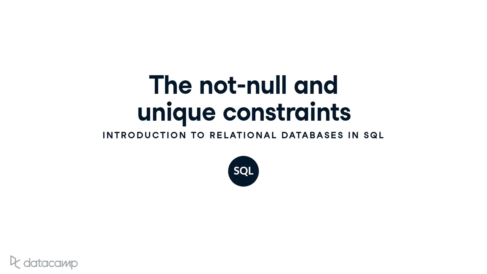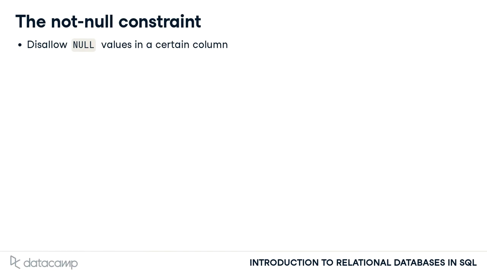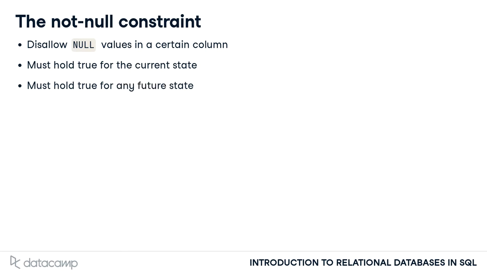In the last part of this chapter, you'll get to know two special attribute constraints, the not null and unique constraints. As the name already says, the not null constraint disallows any null values on a given column. This must hold true for the existing state of the database, but also for any future state. Therefore, you can only specify a not null constraint on a column that doesn't hold any null values yet. And it won't be possible to insert null values in the future.